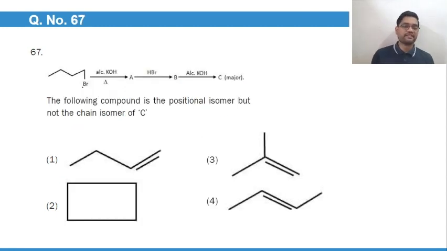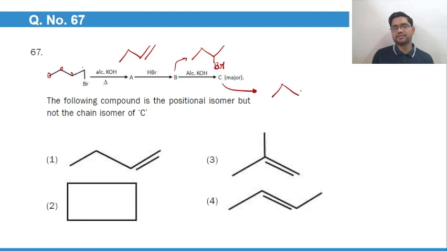67. Alcoholic KOH. Okay, so how many carbons are there? 1, 2, 3, 4. So A will be this. HBr, that means B will be this, and C, alcoholic KOH, this. The following compound is the positional isomer but not the chain isomer of C. This is but-2-ene, hence but-1-ene will be the positional isomer, not the chain isomer. So 67, option number 1 will be the best one.